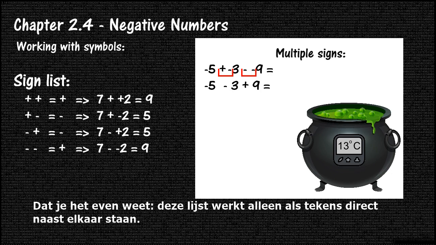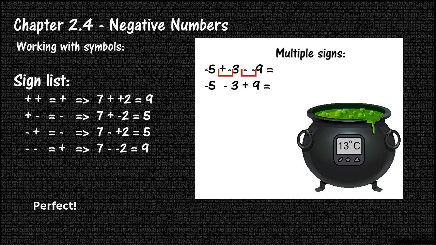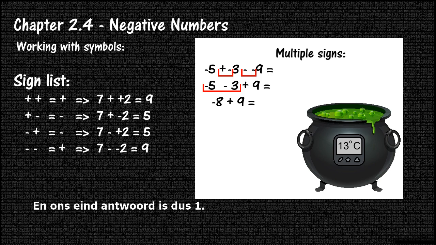Just so you know, the list only works when signs are directly next to one another. So this minus and this minus do not turn into a plus. Understood? Perfect. So that means we first do -5 -3 to receive -8, and then we add the 9. Our final answer will then be 1.